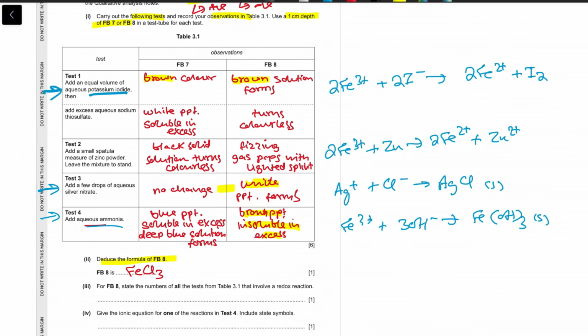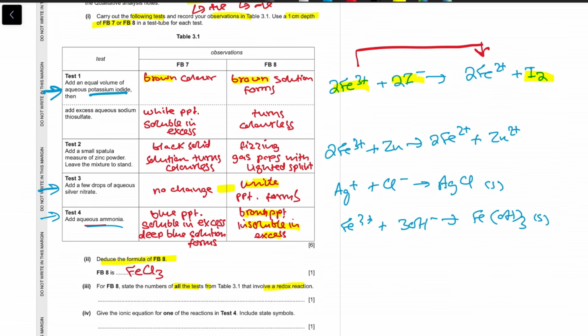Then it says to state the number of all the tests that involve a redox reaction. So I've just written out the equations for each one. As you can see in test 1, the reason why we had the iodine form is because Fe3+ ions actually oxidized the iodide ions into iodine. They themselves were reduced.